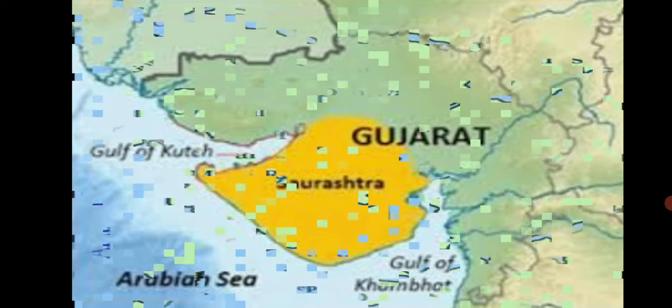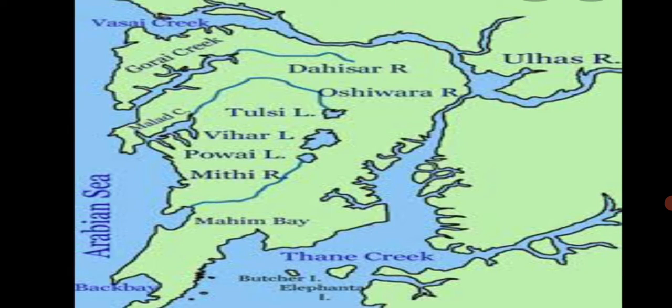Alright. And next we also have the creek. You are familiar with the Gorai Creek, Vasai Creek, and the Thane Creek in Maharashtra. So these water bodies are part of the ocean. What is a creek? A creek is a channel flanked by islands. So this way, sea, bay, strait, gulf, creek, etc. are water bodies that are part of the ocean.